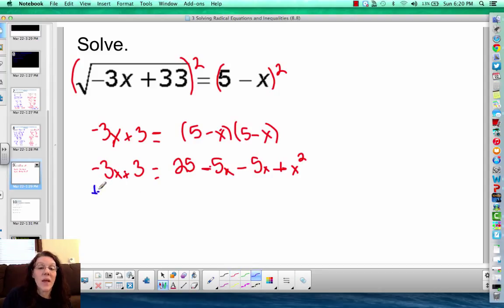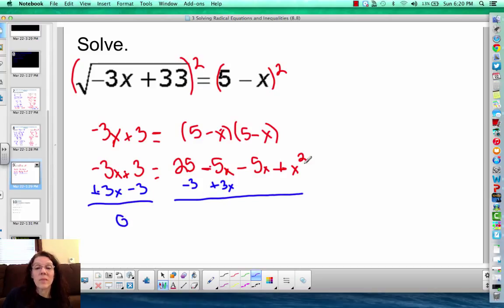All right, so we're going to add the 3x to this side, and we're going to subtract 33. Remember, because we like our squared term to be positive. Because remember, we have to set this equal to 0. I'm going to rewrite these terms so that it's in standard form. I have x squared minus 5x and minus 5x is a negative 10x plus 3x would give me a minus 7x, and 25 minus 33 would give me a minus 8.